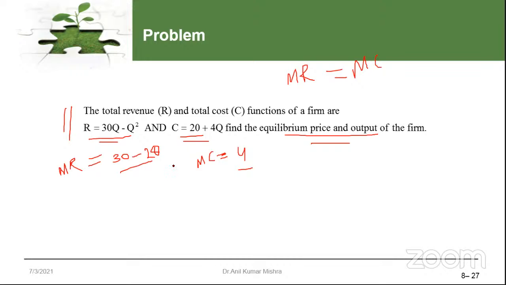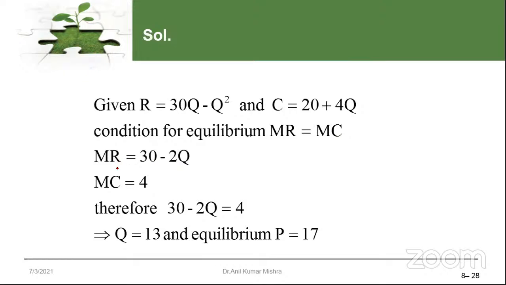Just by equating these two terms, 30 minus 2q equals 4. We move into the solution. 30 minus 2q equals 4. When you solve this, you find the equilibrium quantity to be 13. And what is the price? We know this is the total revenue. Putting the value of q there, you put 13 into 30 minus 13 square. Then you get the total revenue.